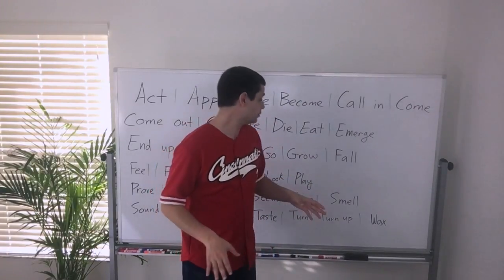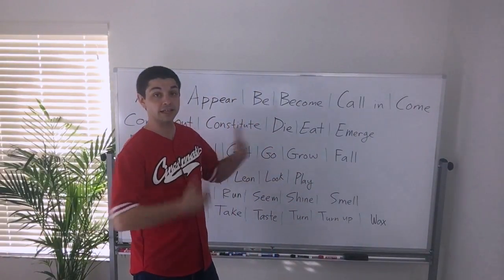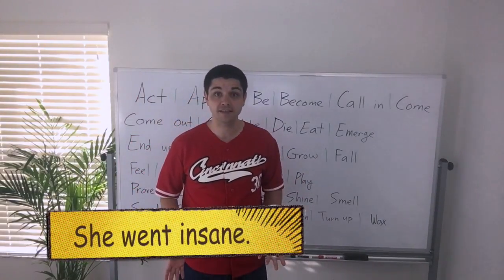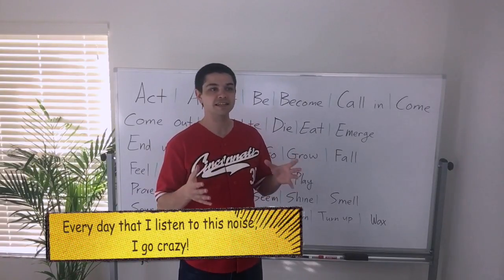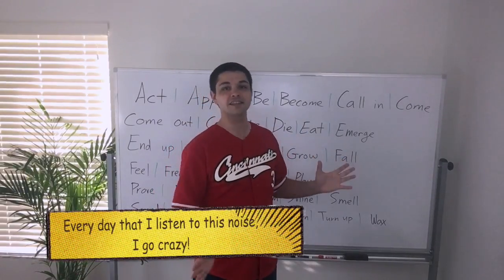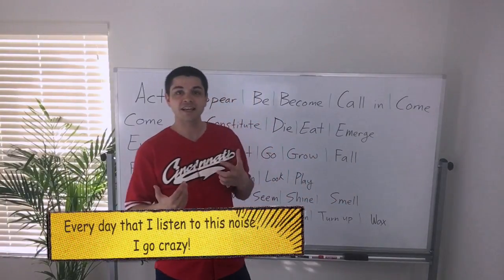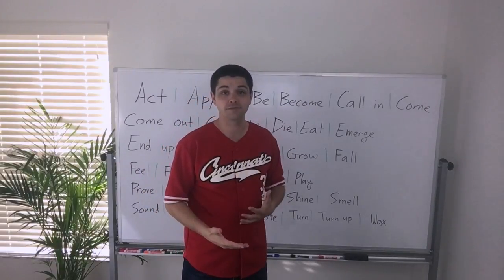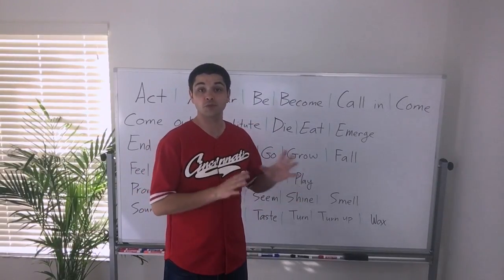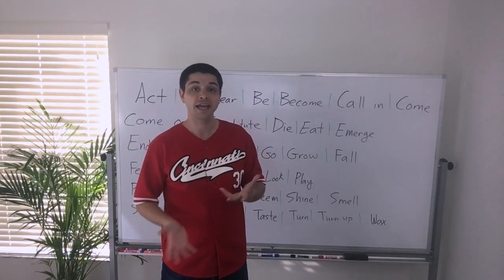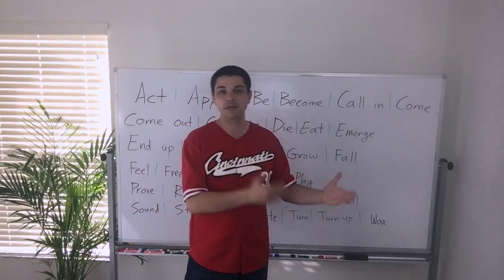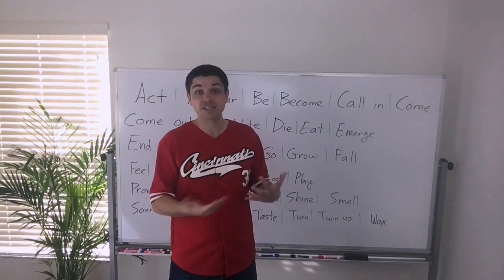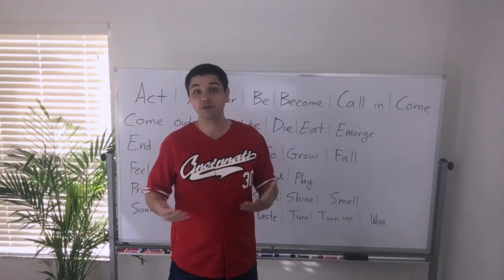And very similarly, we can use the verb to go, like to become. For example, she went insane. She went crazy, right? So every day that I listen to this noise, I go crazy. You can say something like this, and it's about how you become. So it's, again, about you. It's not about the action itself. As you can see, a lot of these verbs really just mean to become and just give you a little bit more of a meaning, a different type of meaning in each situation. But in general, we could say that a lot of these words are the same as the verb to become.